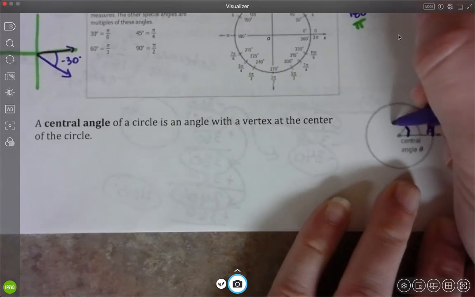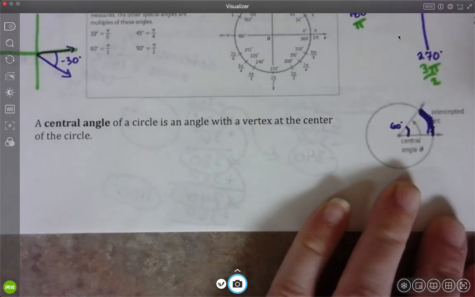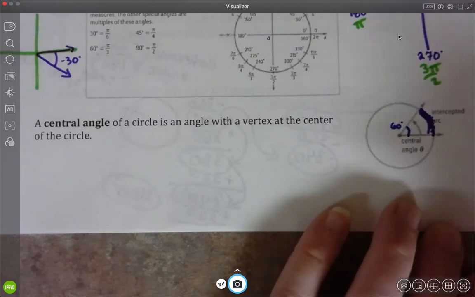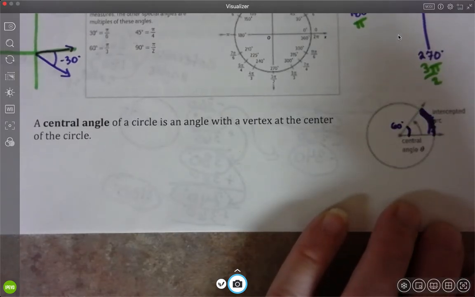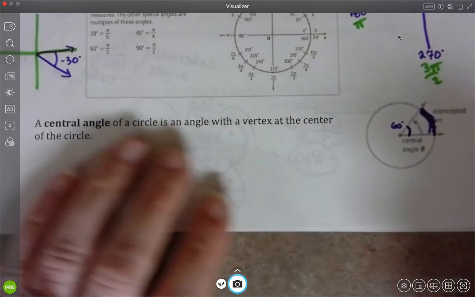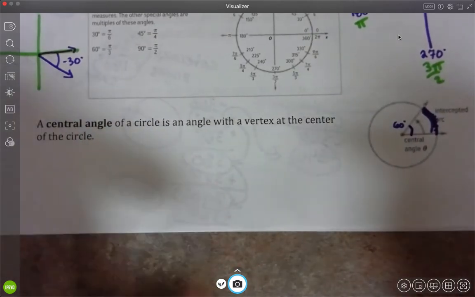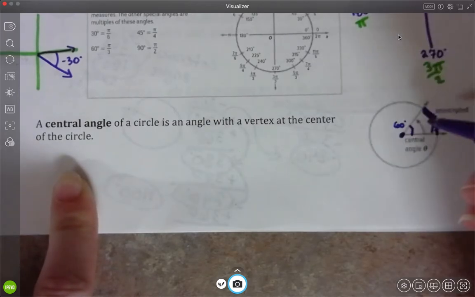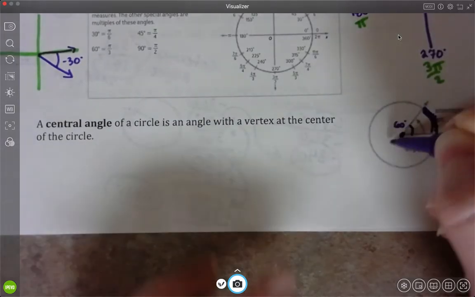Okay, it kind of looks like maybe 60 degrees. 90 degrees would be a perfect right angle, so 60 degrees is a little bit less than that. That's what a central angle is. A central angle of a circle is an angle with a vertex at the center. So here's the center of my circle, and it's intercepting that arc right there. So that's 60 degrees.